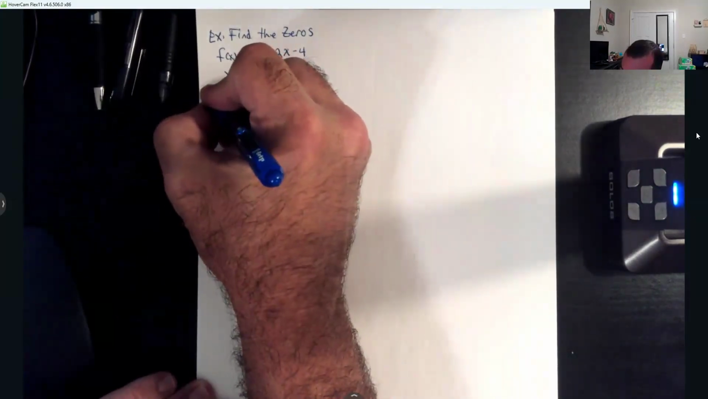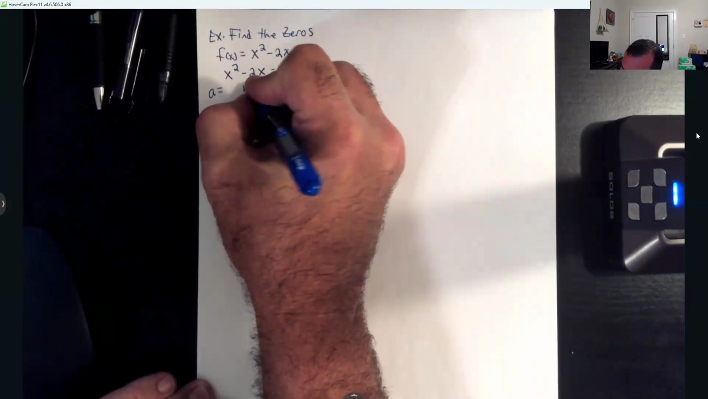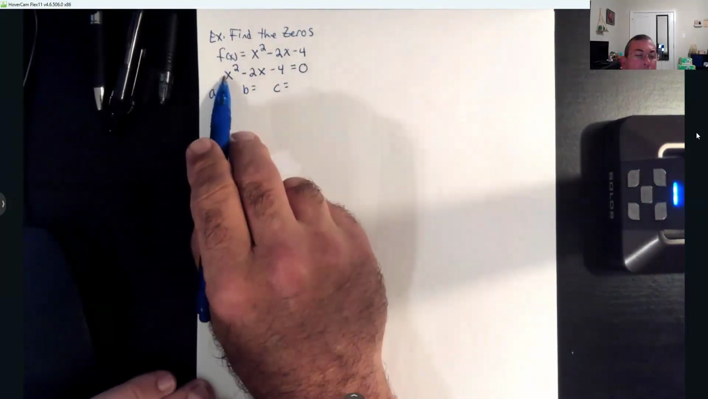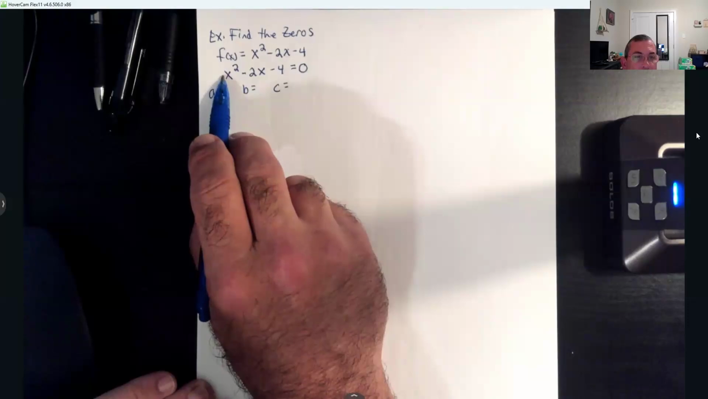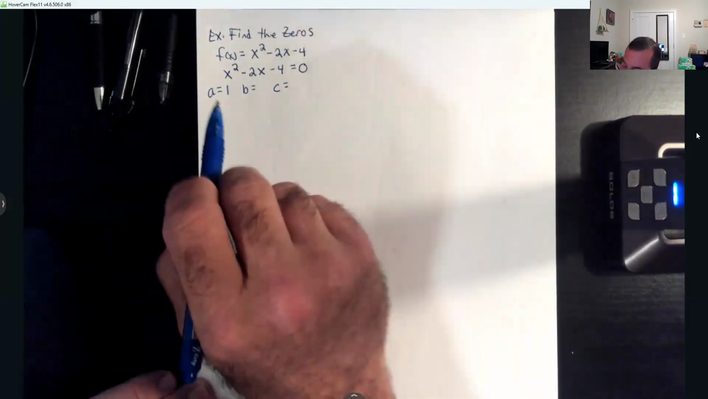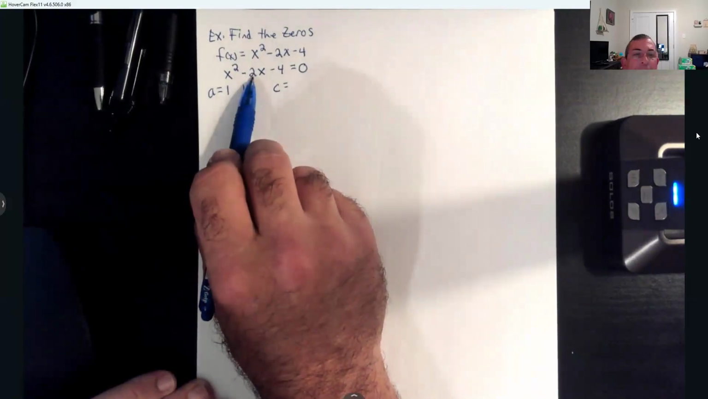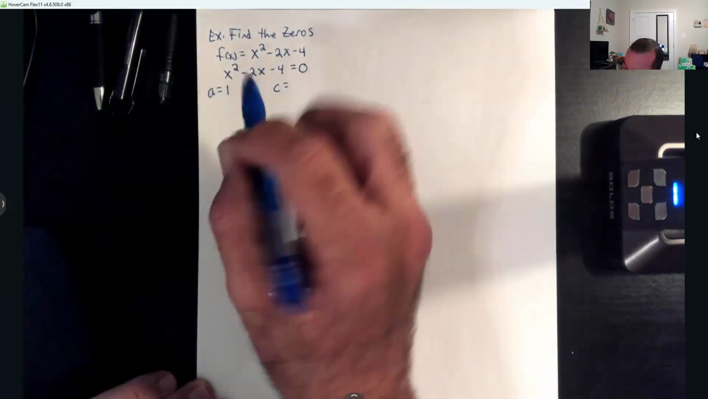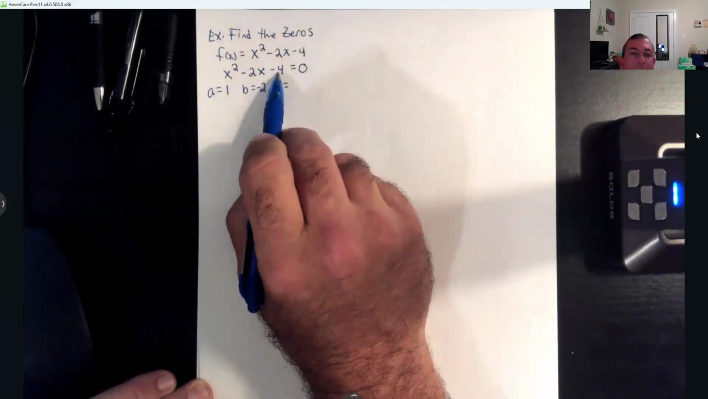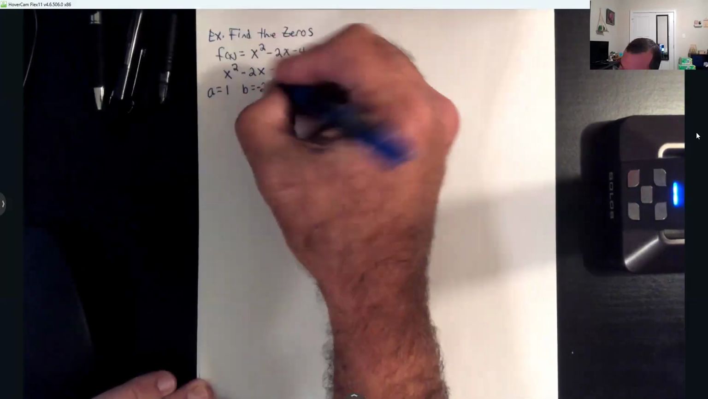So first of all, we got to find A, B, and C. Well, A is always the number in front of the x squared term. So since there's no number there, A is automatically 1. B is always the number in front of the x term. So that's going to be negative 2. And then C, the last number, is a negative 4.